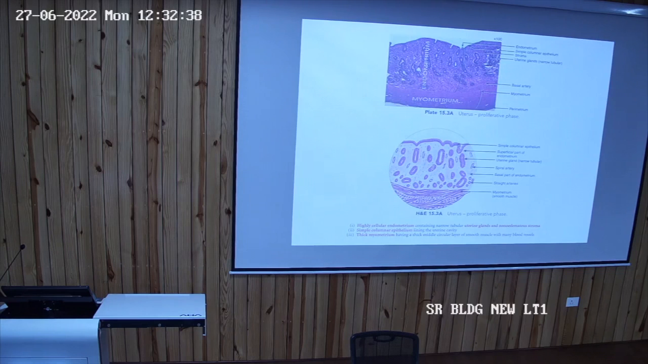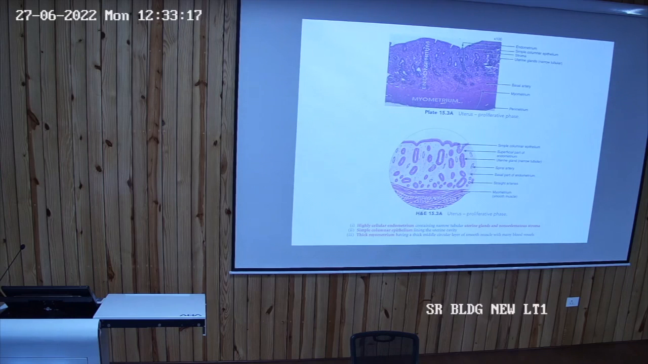The endometrium is very easy to identify, as it is lined by simple columnar epithelium. The lamina propria, this part, shows a large number of blood vessels and uterine glands. What are these? These are the uterine glands. The muscular coat is also simple: the inner part circular, then longitudinal, and again longitudinal.